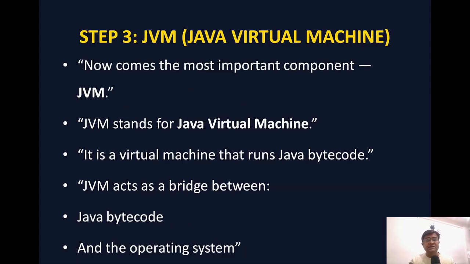Now step 3 is JVM, that is Java Virtual Machine. Now comes the most important component. JVM stands for Java Virtual Machine, you know that. It's a virtual machine that runs bytecode. So JVM is going to run the bytecode. JVM acts as a bridge between the bytecode and the operating system. On one side of the bridge you have bytecode, and on the other side of the bridge you have the operating system.